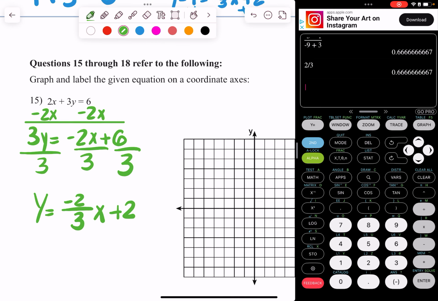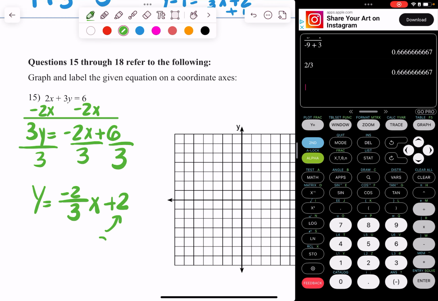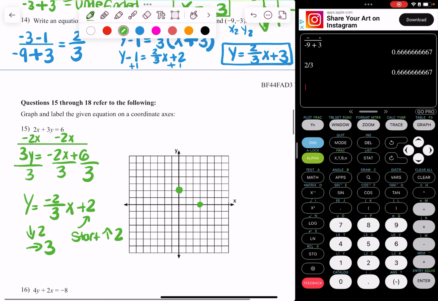All right, to do this, we are going to start at 2, which means go up 2 and put a point. Then our slope is negative 2 over 3, meaning we're going to go down 2 to the right 3. Down 2 to the right 3. Down 2 to the right 3. When we can't do that anymore, we're going to go up 2 to the left 3. Up 2 to the left 3. When that is over, we will connect the points and put some arrows.